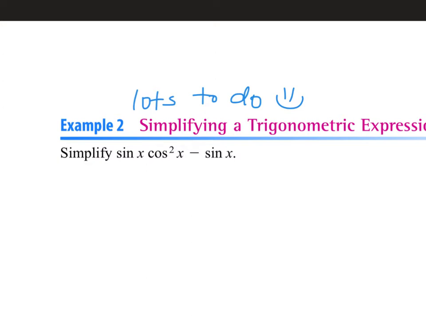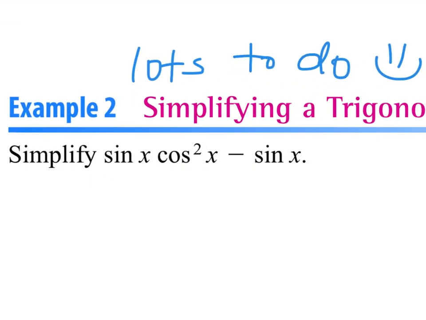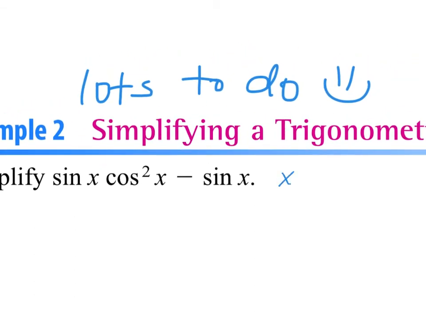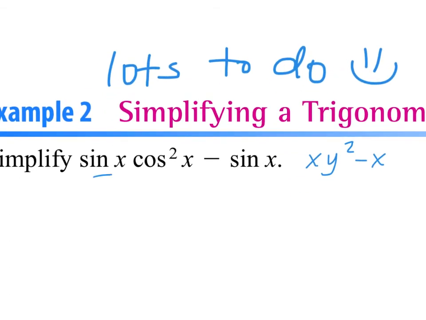Do you see how there's 2 different trig functions in this problem? Sine and cosine squared. Everybody see that? We're going to think algebraically as we do this. I could also look at this kind of like x times y squared minus x, right? They both have a sine of x. You see how I just kind of in my mind thought that? So if I asked you to simplify, what would they both have in common that you could take out?